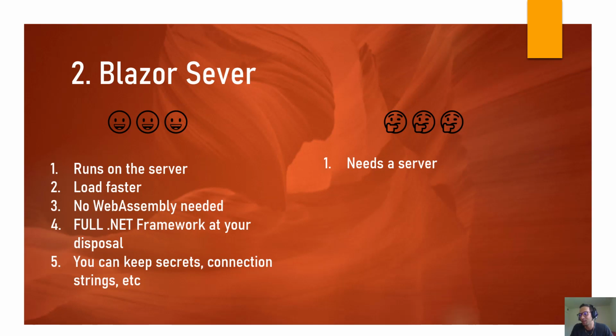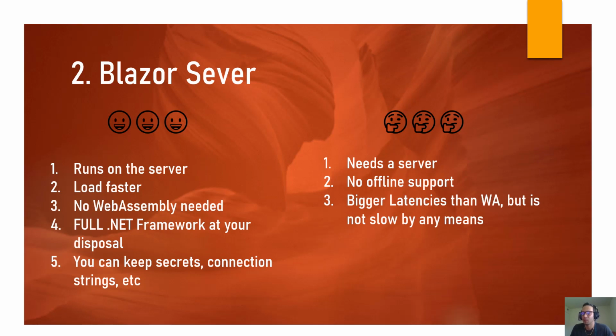So again, you need to pay for a server. It's not something that you ship to the client and you're good to go. You need to pay for a server, maintain the server, patch the server, update the server, and everything else. There is no offline support because you need to have that SignalR WebSocket connection alive all the time to be listening for all those updates, for all those events. There is of course bigger latency than WebAssembly because of the SignalR connection, but it's not slow by any means. We have several Blazor applications in production, and again the Blazor WebAssembly will be fast because it's running right there on the client, but Blazor Server by no means is slow.